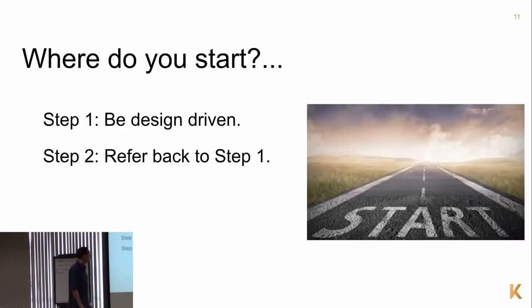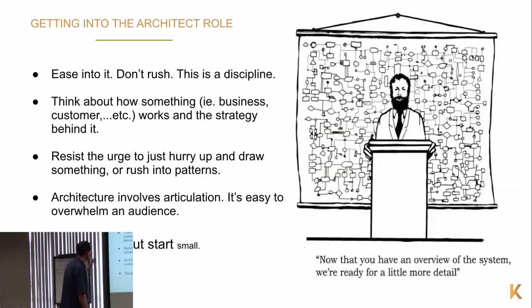Okay? So where do you start as an architect? You'll start by thinking about being design-driven. Okay? Design-driven is where you want to go. Step 2, well, yeah, be design-driven. Start there. Ease into it, don't rush. This is a discipline of being an architect. Think about how something, a business, consumer works, and the strategy behind it. This is a kind of thinking role, it's a strategy type role about how we're going to build something.